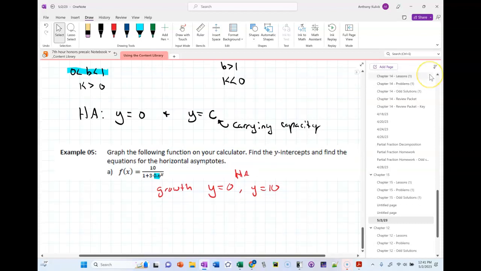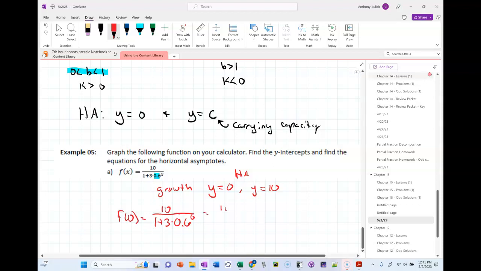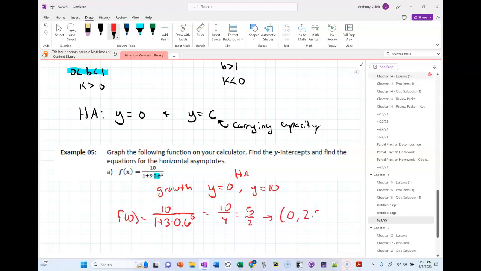It also says find the y-intercept. Remember, the y-intercept is where the x-coordinate is 0. So if I do that, 0.6 to the 0 is 1. 1 times 3 is 3. 3 plus 1 is 4. So that becomes just 10 over 4 or 5 over 2. Or we can say just the point 0, 2.5 is the y-intercept.